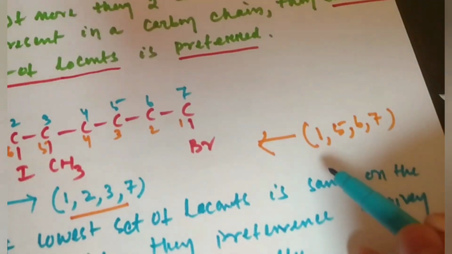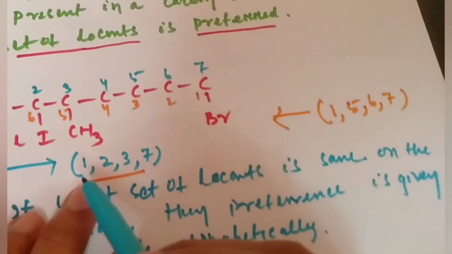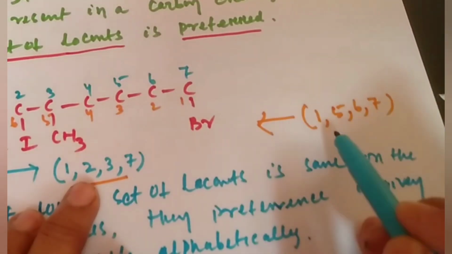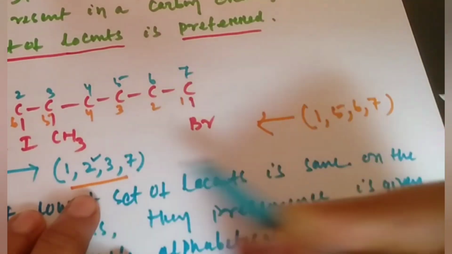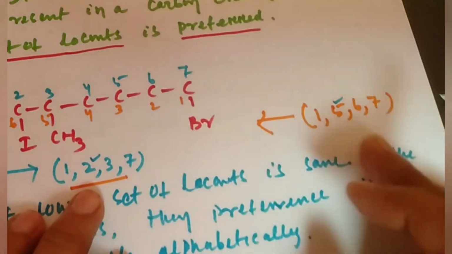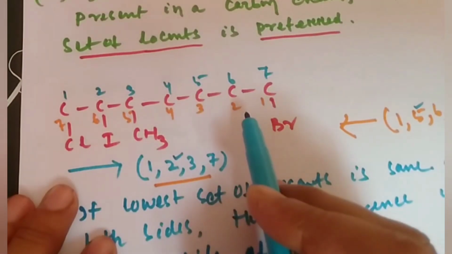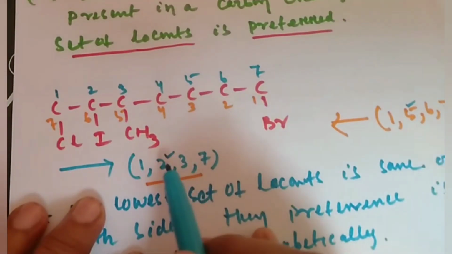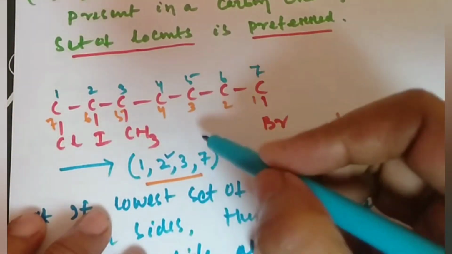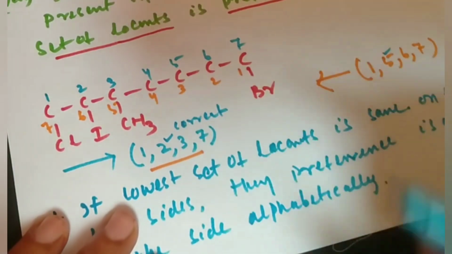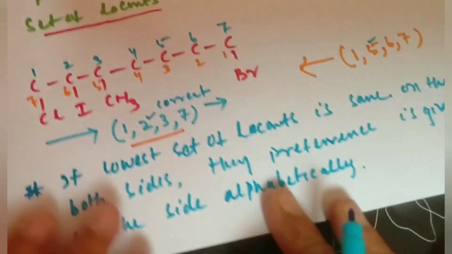Okay, so see here. How can you compare the set of locants? First of all, this is 1, 1, same. Next is, this one is 2 position, this one is 5 position. Always compare term by term. In the set of locants, you have to compare term by term. So in the first term, both are same, but in the second term, it is 2, it is 5. So you have to proceed from left to right, because the lowest number in the set of locants is from left to right. Okay, so this is the correct way to proceed.